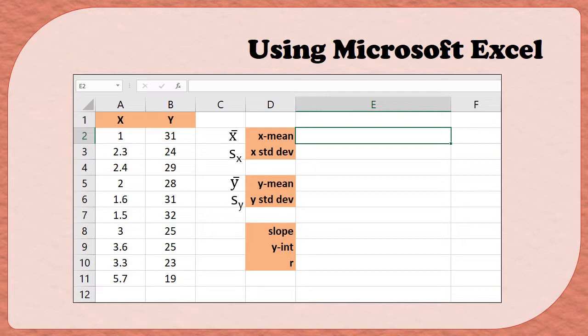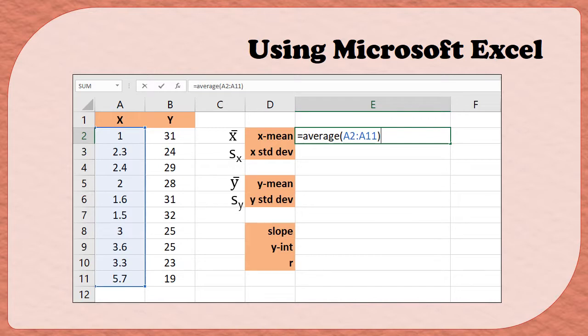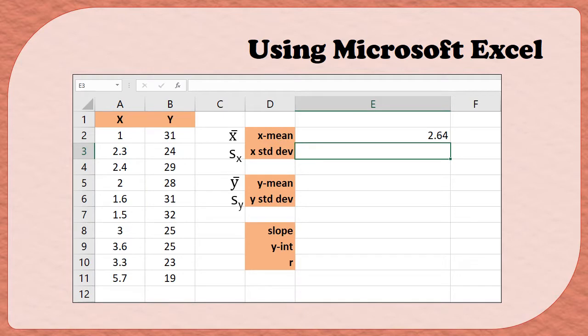So with the notation down, let's find these four summary values. In Microsoft Excel, the function that finds a mean is just called average. So here into cell E2, I'm going to type equals average of A2 through A11 because my data is stored in cells A2 through A11 for my X values. When I hit enter, the value 2.64 appears. For the sample standard deviation, the function in Microsoft Excel is stdev.s. So into cell E3, I'm going to type equals stdev.s, and then in the parentheses, I type A2 to A11, again, because that's where my X values are stored. When I hit enter, the standard deviation will appear.